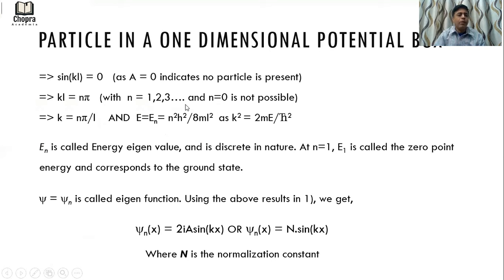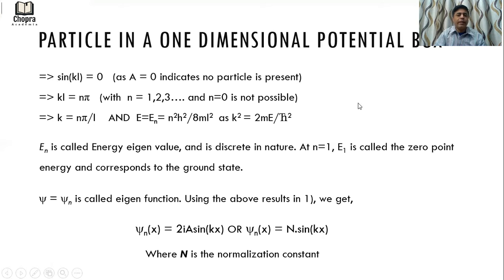In this equation also, it is very important to understand. Now we have kl is equal to n pi, and n will be an integer starting from 1. But n cannot be equal to 0 again. If n is equal to 0, then kl will become 0 and sine kl will again become 0, indicating again there is no particle inside the box. So it has to be n not equal to 0.